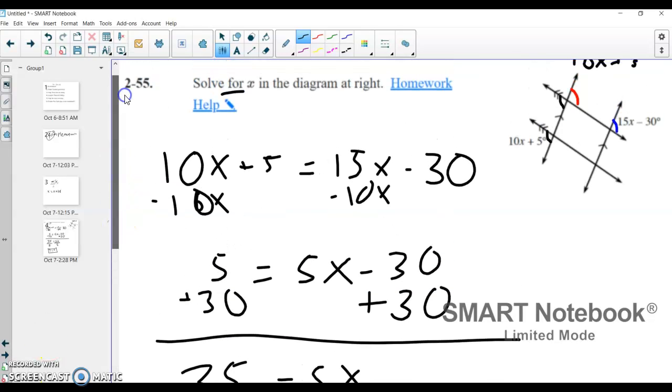Again, it's practicing our angle relationships. 10x plus 5 is equal to this black angle here because they're corresponding. The black angle up here is equal to the red angle because they're vertical. The red angle and the blue angle are equal because, again, they're corresponding. Okay?